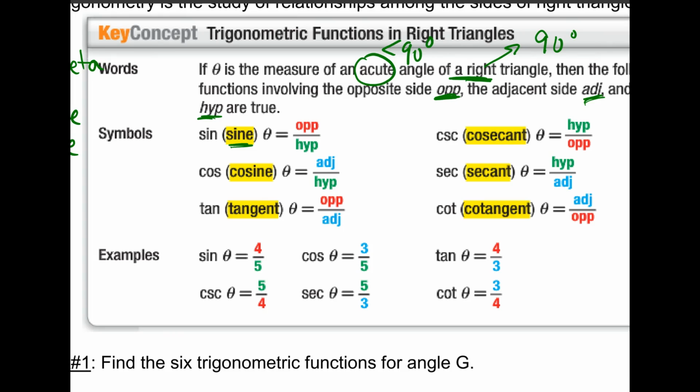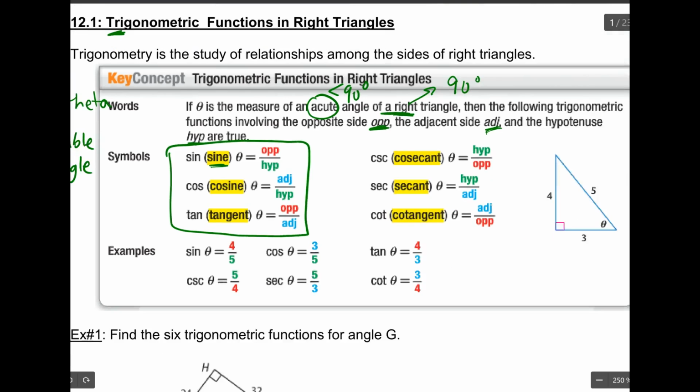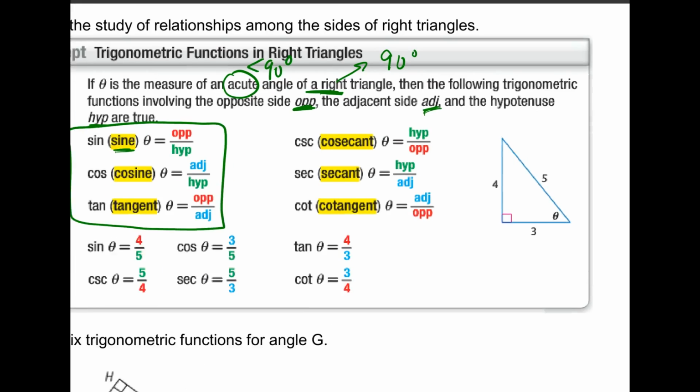Cosine, tangent, this stuff you went over in geometry last year. So if I wanted to take sine of an angle, I'm literally doing a ratio. I'm comparing two sides. If I'm doing sine, what are the two sides I'm comparing? Opposite and hypotenuse. The opposite and hypotenuse.